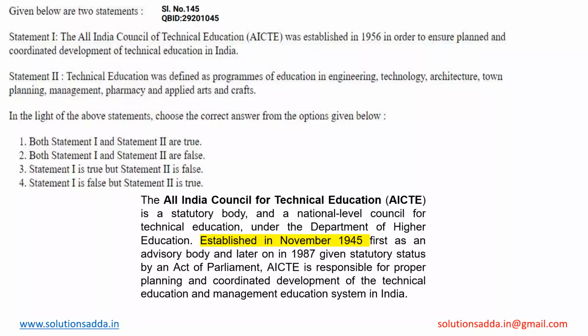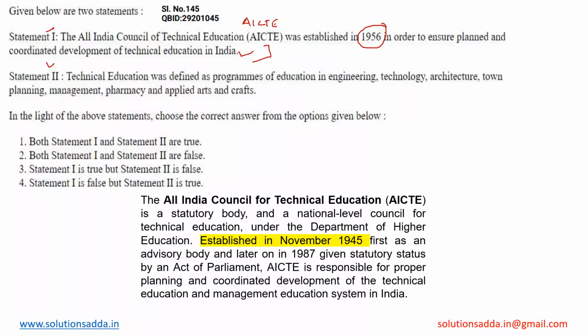Hello everyone, this is question number 45. Two statements have been given, statement 1 and statement 2. Let's read the statement. The All India Council for Technical Education, or AICTE, was established in 1956 in order to ensure planned and coordinated development of technical education in India. We all know that AICTE is established, and why? To ensure the planned and coordinated development of technical education in India, especially for higher education.